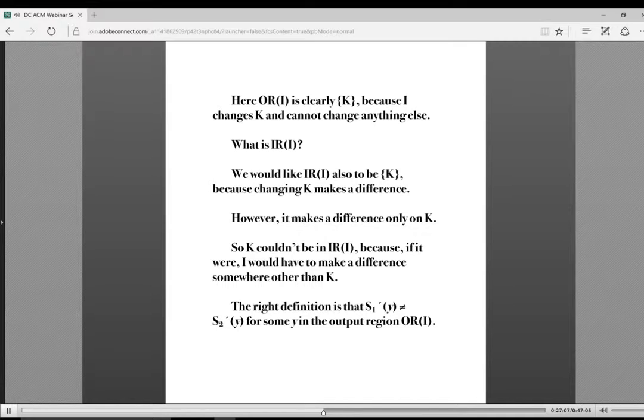What is the input region, IR of I? We would like that also to be the set of just K, because changing K makes a difference. However, it makes a difference only on K. So K couldn't be an IR of I, because if it were, I would have to make a difference somewhere other than K. The right definition is that S1 prime of Y is unequal to S2 prime of Y for some Y in the output region, OR of I.